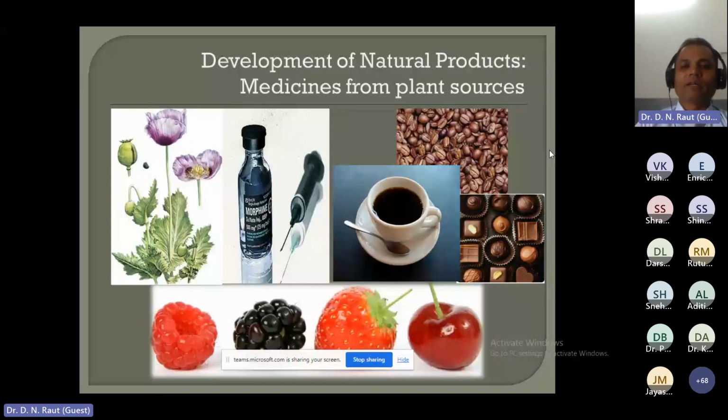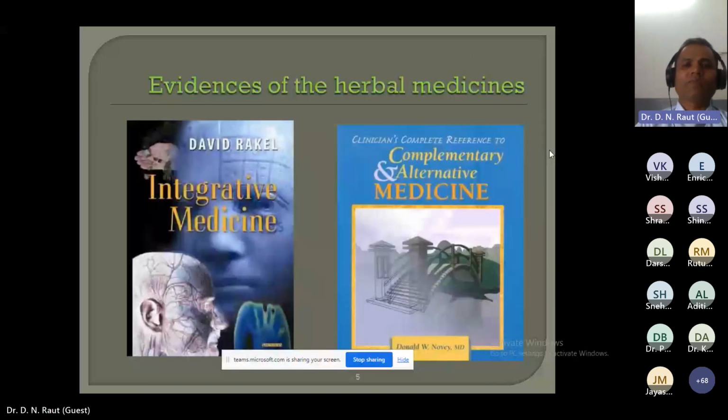Right now we know the different medicines that are obtained from plants, which have very good market and potential uses in medicine, like morphine, caffeine, and other medicines like polyphenolics from different fruits. And we have a lot of evidence of herbal medicines from integrative medicine. Nowadays, there is a lot of information available under complementary and alternative medicines, where people have used plants as well as other natural sources for medicines.